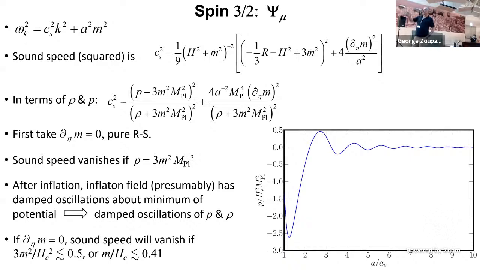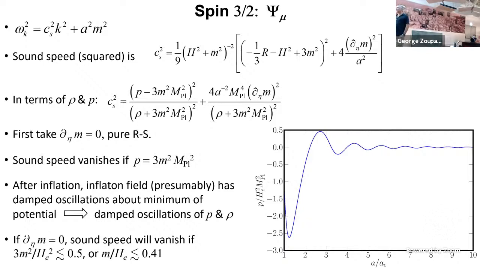So there's the mode equation, frequency omega_k squared is c_s squared k squared plus a squared m squared. And in FRW, the sound speed squared is related to the mass, the expansion rate and the scalar curvature R, and in general, it will have a term that involves the derivative, how the gravitino mass changes with time. And you can also write this expression for the sound speed squared in terms of pressure and energy density, and another term which involves the evolution of the mass.